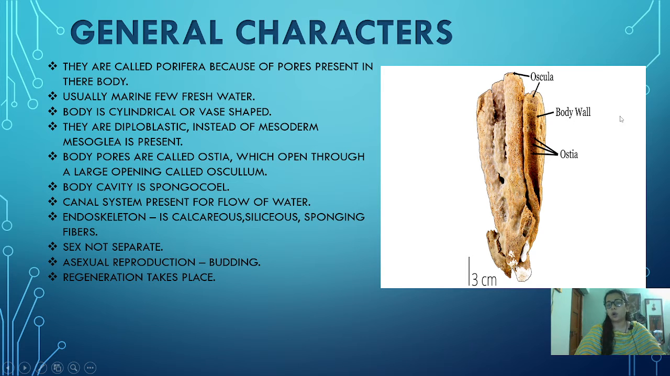So, why do we call this phylum Porifera? Because you can see here, this is an example of Porifera, that their body bears pores. From the word pore, the name Porifera is given. That is why this phylum is known as Porifera. They usually live in fresh water, and a few in fresh water, and usually they live in marine water. You can see their body structure is cylindrical or vase shaped, and they are diploblastic.